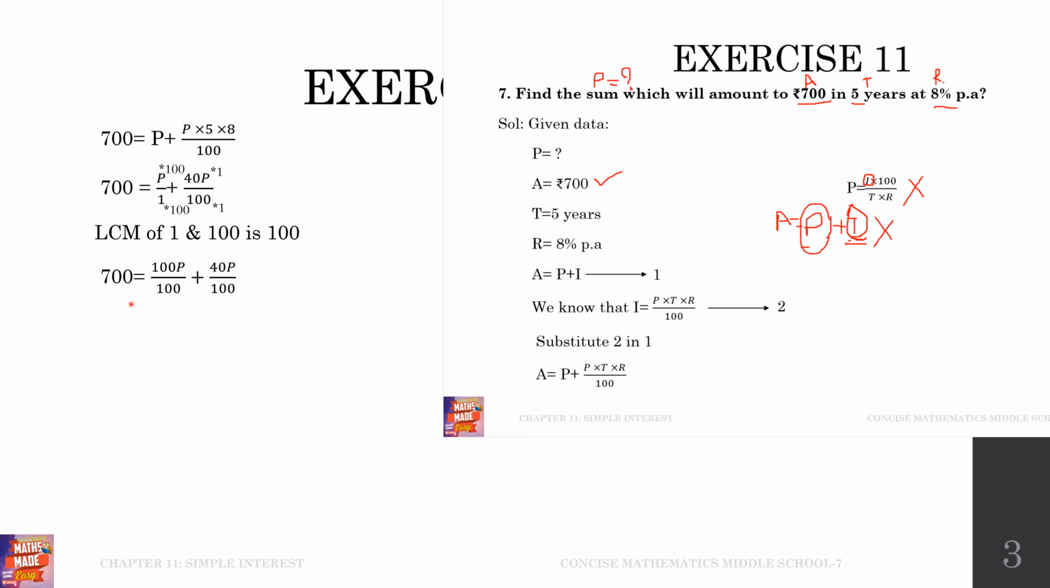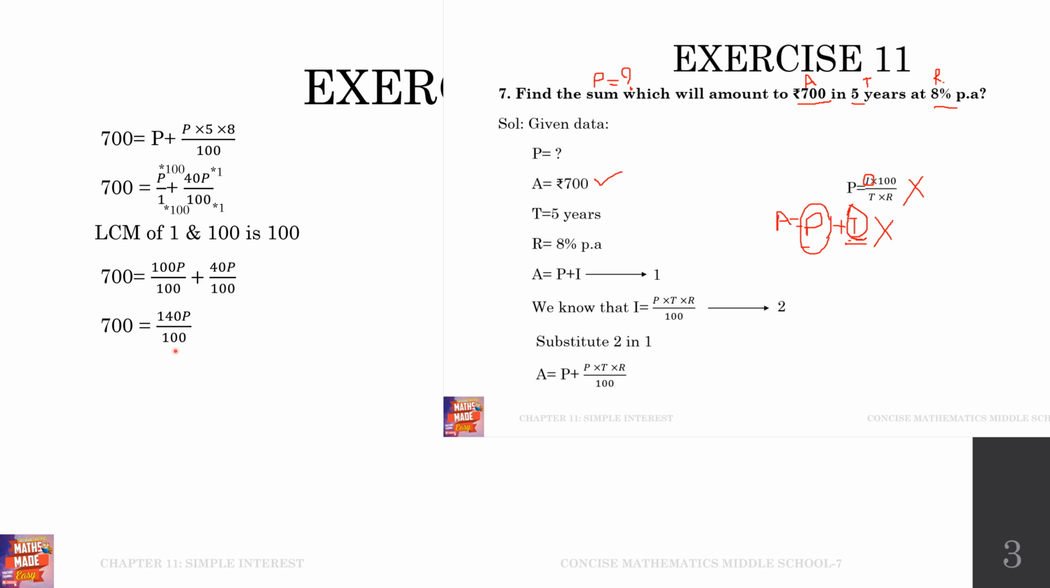Now, since the denominators are equal, you can just add the numerators. So 700 is equal to 100P plus 40P, which will be 140P by 100.